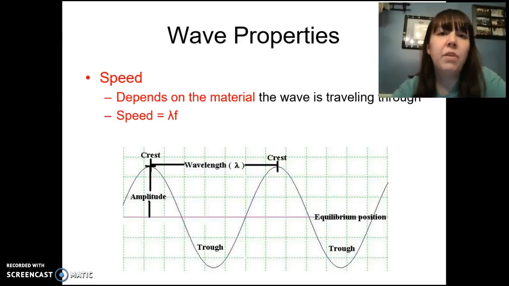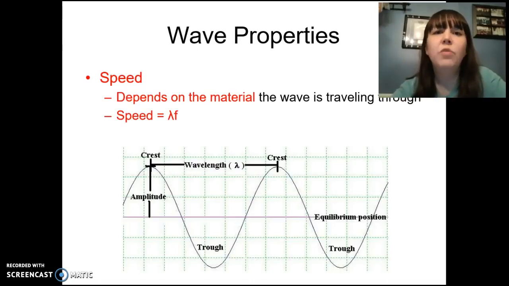All right, and finally speed. The speed of the wave depends on the material that you're going through. Speed is calculated by using frequency times the wavelength. There's that formula down there. Make sure you write that where you can get to it when we start doing practice problems. So speed is frequency times the wavelength, and it depends on the material.